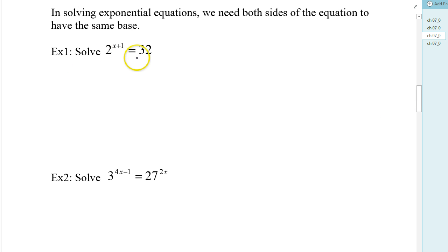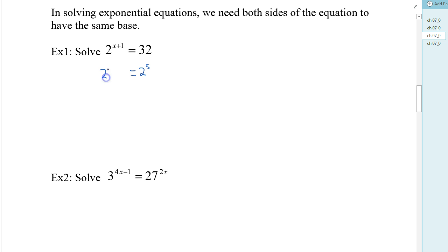On this one, the problem is that the bases are not the same. So in our exercises today, the first step is always make some changes so that the bases are the same. So I remember from my chart we just did that 32 is the same thing as 2 to the power of 5.